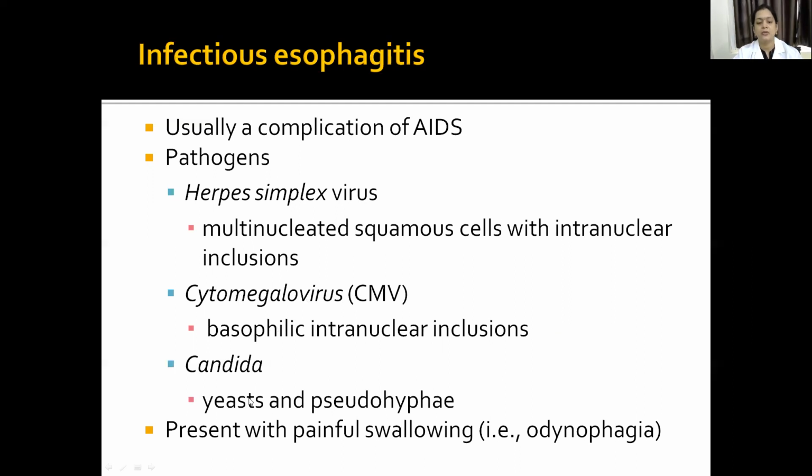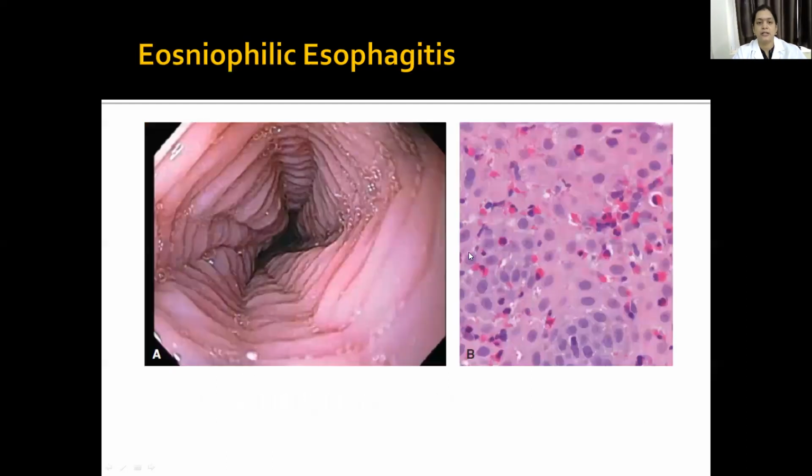In Candida, usually demonstrated by yeast and pseudohyphae. There can be oral thrush in addition to the candidal esophagitis. So whenever you have a person with HIV, you have to keep all these opportunistic infections in your mind, right? So all these can cause odynophagia and dysphagia.